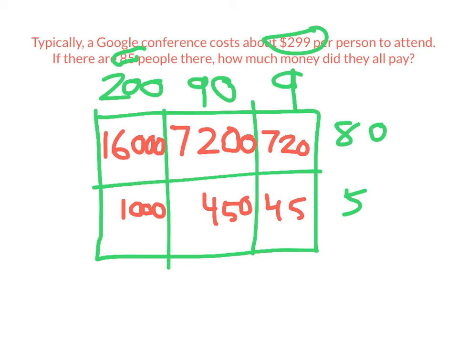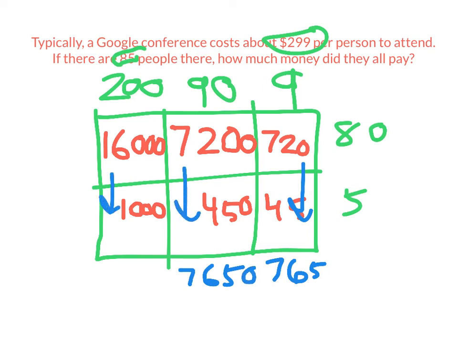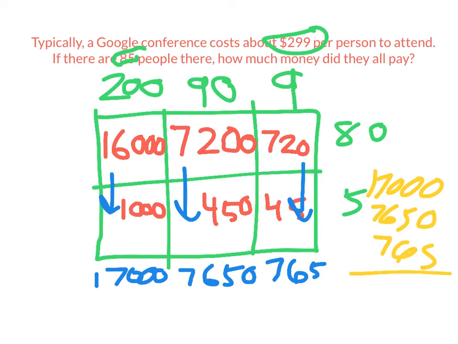Now I need to add these up, so I have 765. Remember, I'm adding down here. 7,650. I was adding down, and adding down here, I've got 17,000. And finally, I've got 17,000, 7,650, and $765. I find the sum of that, and that will give me a grand total of $25,415. Can't forget my label there.